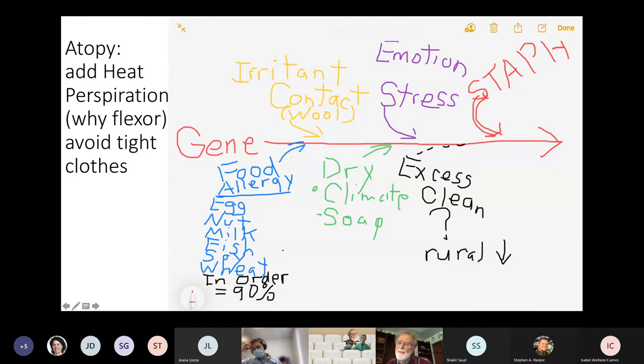Staph. The number one thing that you can do for a kid that's having a terrible, terrible flare of atopic dermatitis is treat their occult staph infection that may be hidden in a crust on their legs, a crust behind their ear.